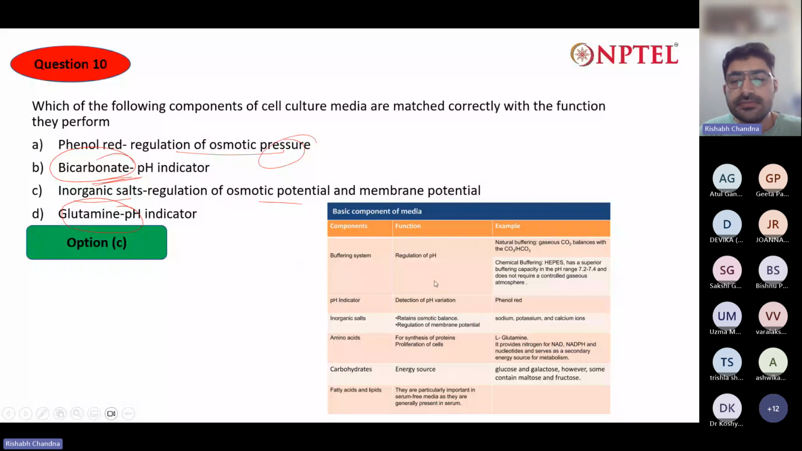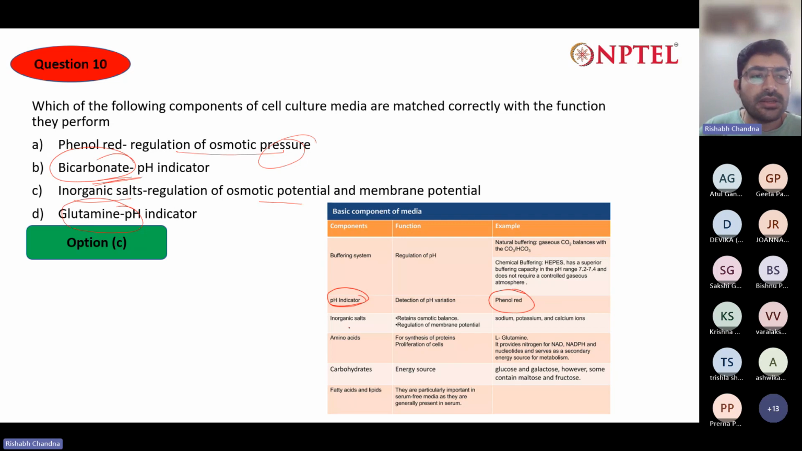First is the buffering system that helps in regulation of pH. The natural buffering that we use is CO2, that we studied last week. Then we use different buffers like Tris or HEPES buffer that maintain the pH around 7 to 7.4 in a cell culture. Then we use a pH indicator. This is the most important component of the media because it tells us whether the cell is metabolizing or not, or whether there is any contamination. If there is contamination, the pH will change, and that will change the color of this pH indicator.